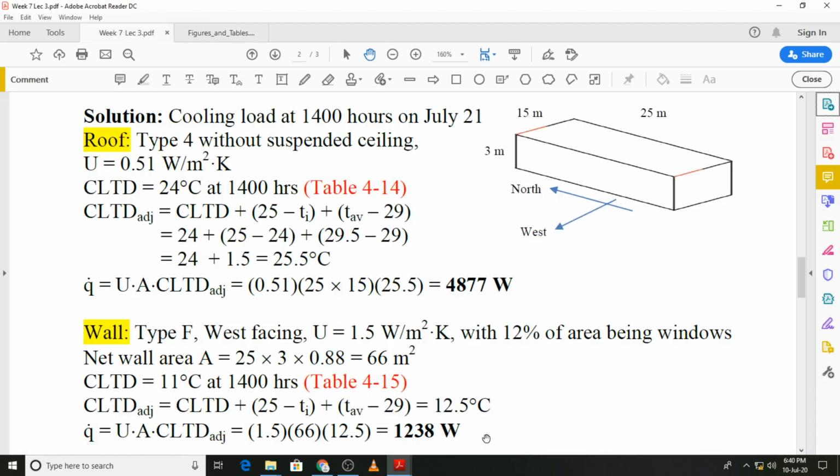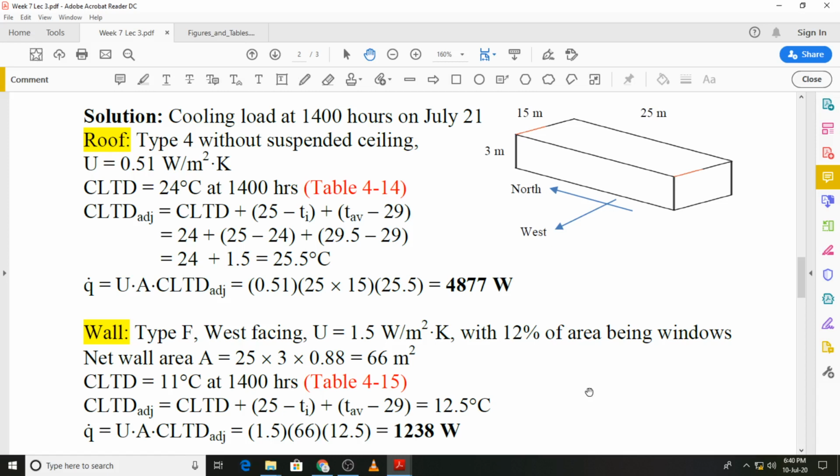So you can see that the heat gain through the wall is 1238 watts. Okay. The CLTD value is 11 degrees C. The net area, remember we have to use the net area. If there is any wall or door in the wall, we have to subtract that area, and then the net area of the wall will be used in this equation.